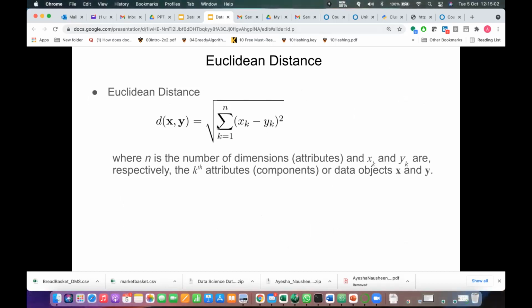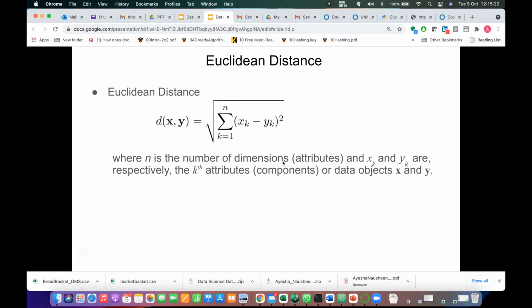So one measure is Euclidean distance. All of you know this, you might have used it in geometry. For Euclidean distance, if 2 points x, y are given, then d(x,y) is the square root of the sum for k equal to 1 to n of (xk minus yk) whole square. So these are points in space.